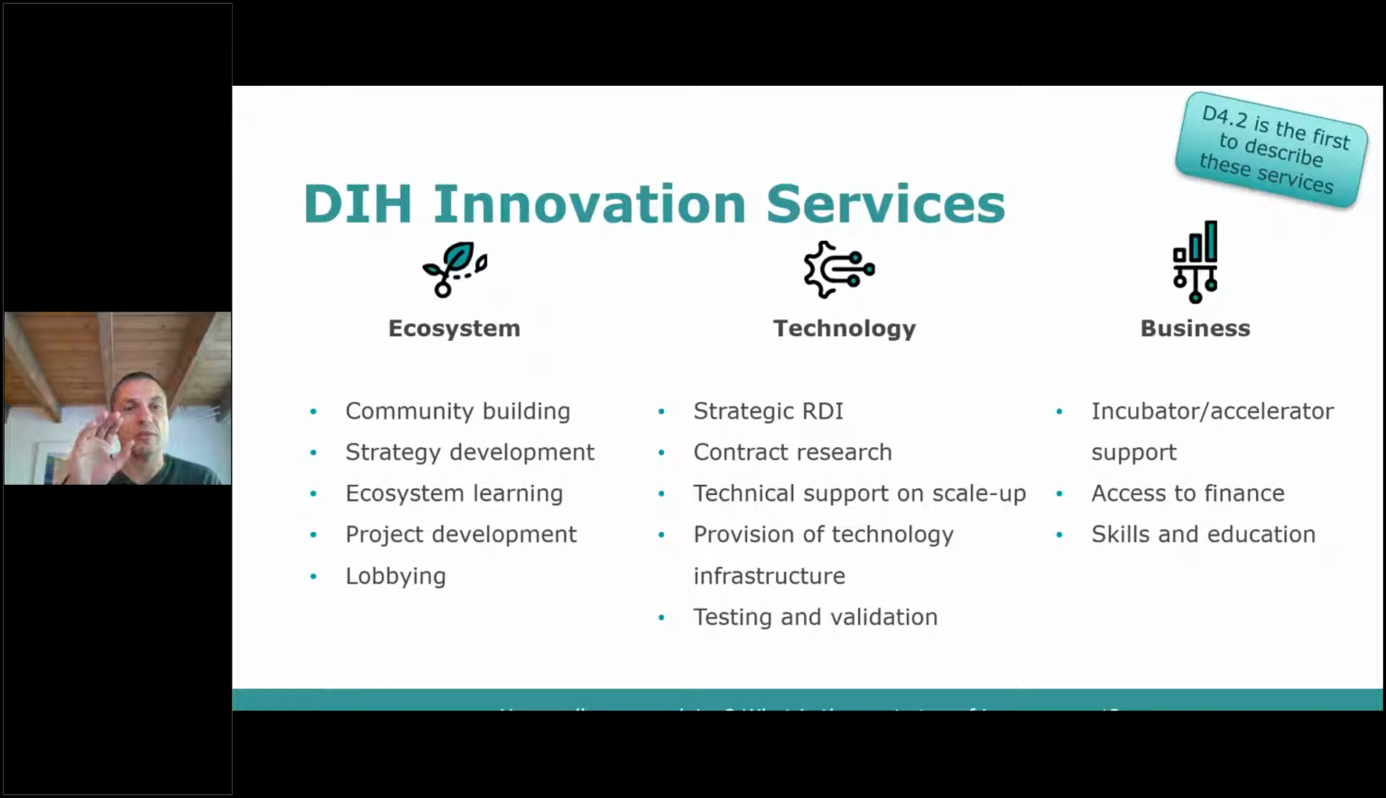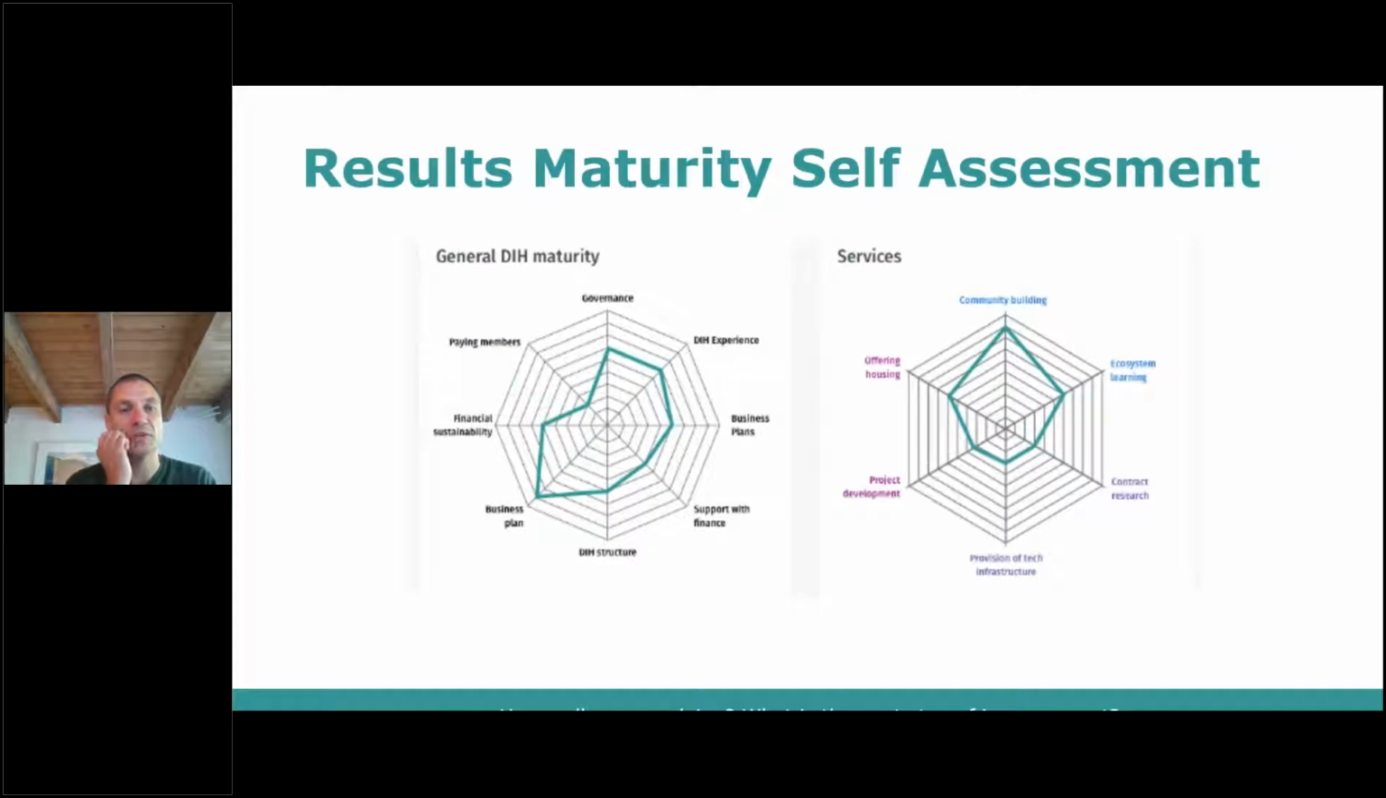Okay, so the maturity model is about advancing you delivering these services to your ecosystem. That is what it's about, because we see these services as the way a digital innovation hub contributes value to its ecosystem. So if you do maturity self-assessment, you get results like this. This helps you to identify how mature you are doing on a number of generic aspects and the indicated innovation services. So this creates a profile.